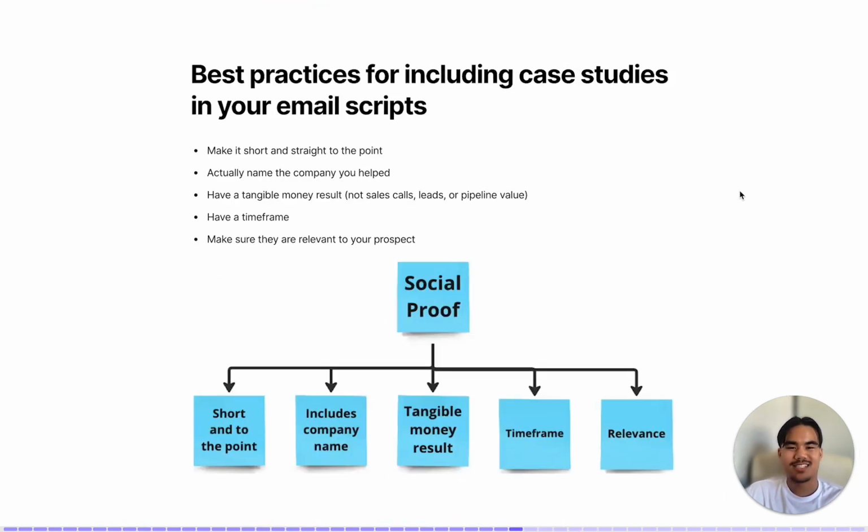So the best practices for including case studies in your email scripts is you want to make it short and straight to the point. You want to actually name the company you helped. You don't want to say, we helped this e-com brand. You actually want to name the company so prospects can do their own research. You want to have a tangible money result, not sales calls, not leads, not pipeline value, not views or clicks. We want a tangible money result. We also want to have a time frame, and we want to make sure they are relevant to your prospect.